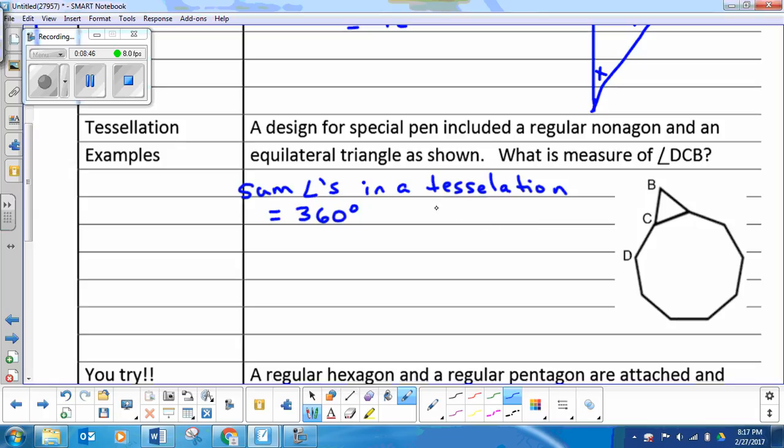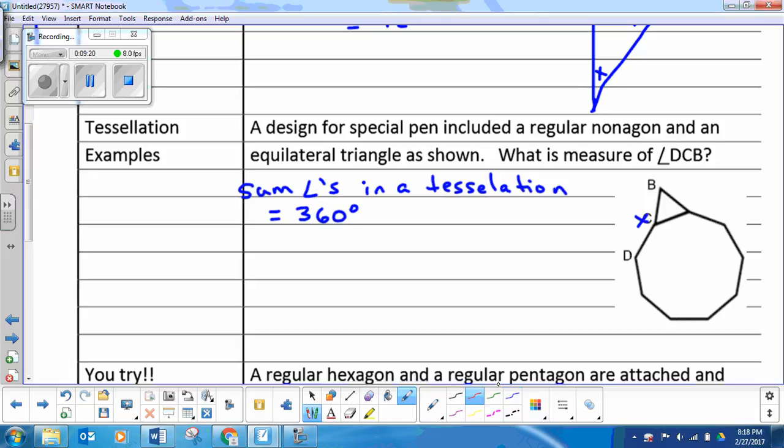We've got all the information we need already based on what we've learned about angles of polygons to really rock through this. I want to make sure you get the fact that this isn't overwhelmingly challenging. You just have to get an understanding of what you have to find first to come up with what we're looking for. This says a design for a special pen included a regular nonagon and an equilateral triangle as shown. What is the measure of angle DCB? Well, here's angle DCB. It's this angle out here.